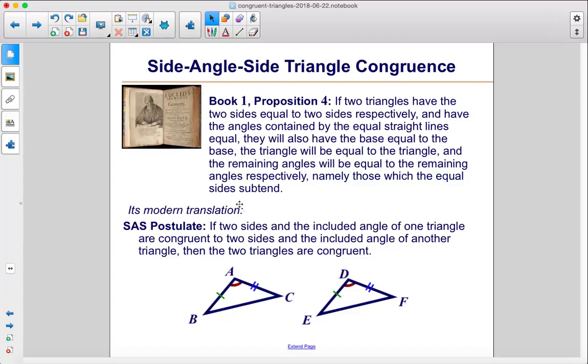The modern translation? SAS postulate. If two sides and the included angle of one triangle are congruent to two sides and the included angle of another triangle, then the two triangles are congruent. So here we have a congruent side here and here, the included angle, A and D, and then the second pair of congruent sides.